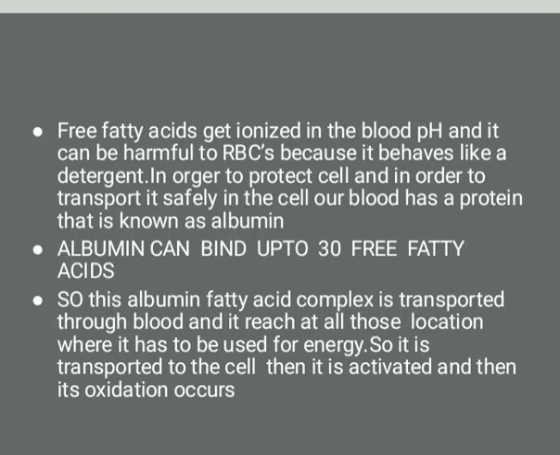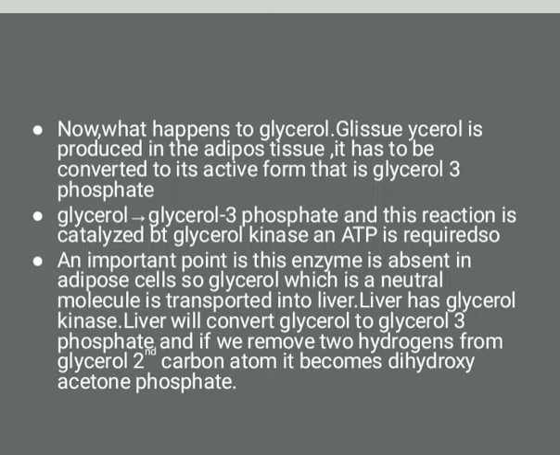So how are fatty acids transported in our body? First of all, fat is converted into fatty acids and glycerol, and then the fatty acids are transported to different tissues in our body. The body transports the fatty acids by wrapping them in albumin. So it becomes the albumin fatty acid complex that is transported through the blood, and it reaches all those locations where it has to be used for energy. It is then transported to the cell, then it is activated, and then its oxidation occurs. So the first step is mobilization, and the second step is activation. As I told you at the start of the lecture, the second step is activation and the third step is oxidation. Now what happens to the glycerol?